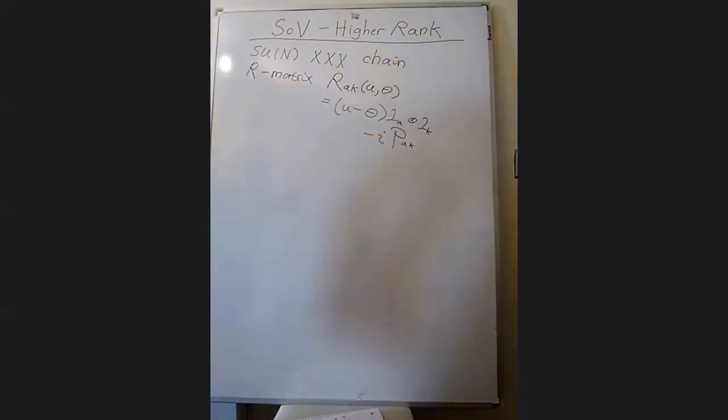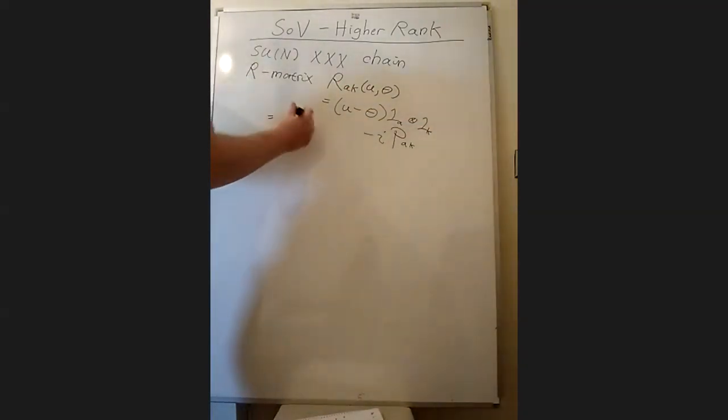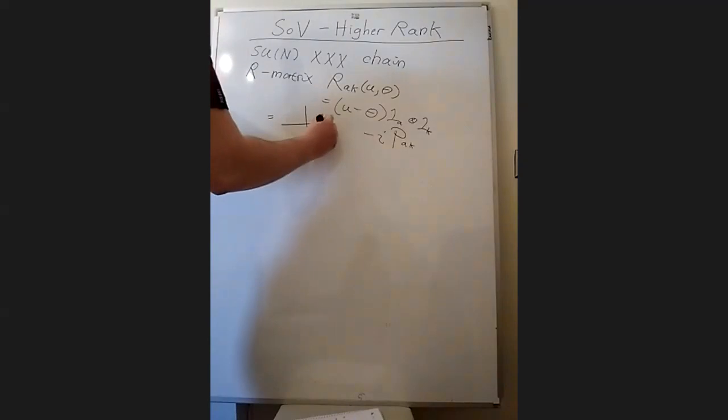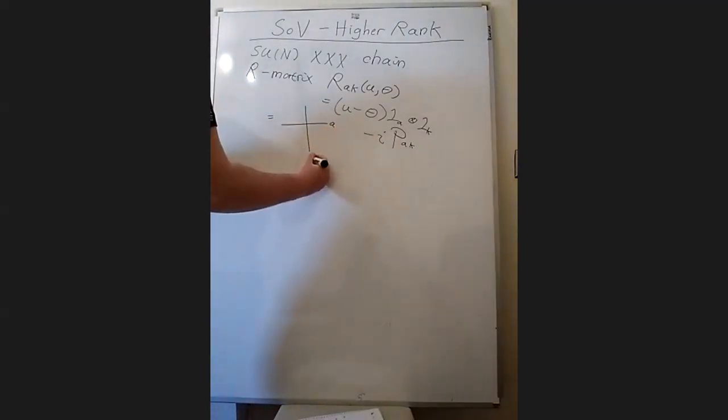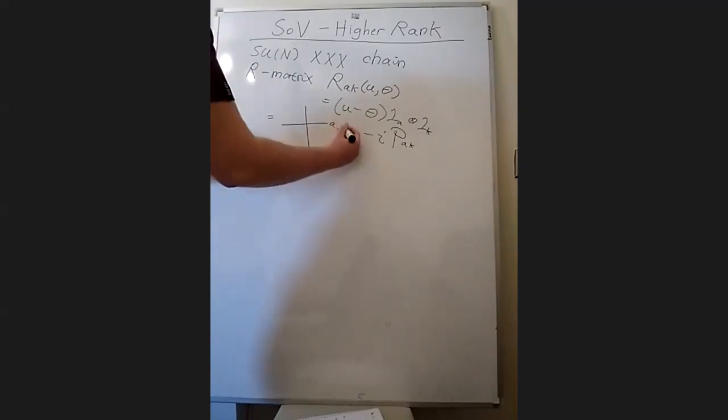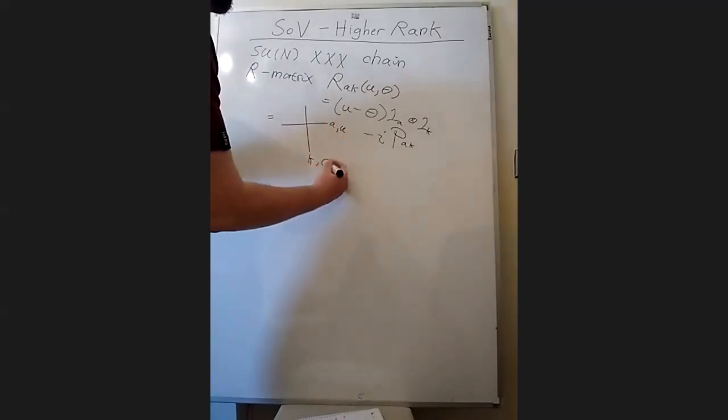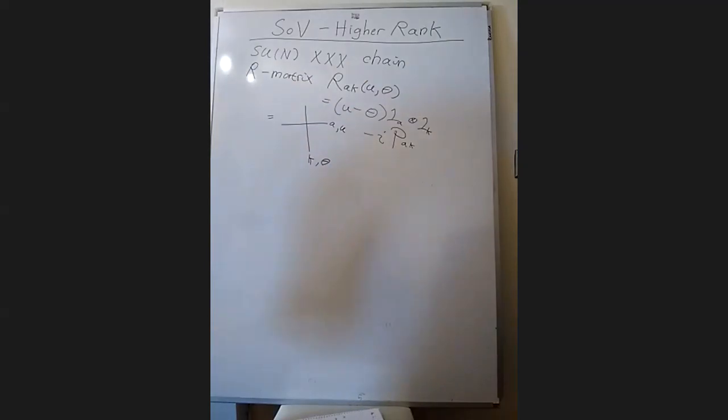Okay. So this is all nice, but it's slightly easier to represent all this graphically, especially for this kind of whiteboard talk. So it's common to denote this as two intersecting lines, where here we have space A and space k, and the parameter u, and the parameter theta.